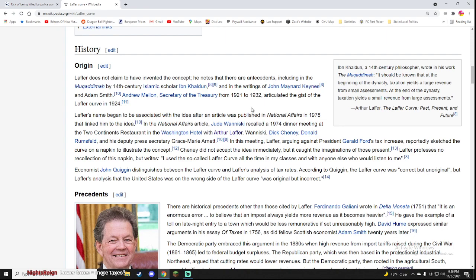Laffer notes its antecedents, including the Muqaddimah of Ibn Khaldun and the writings of John Maynard Keynes. Adam Smith articulated the gist.